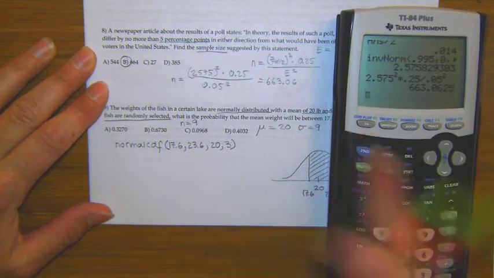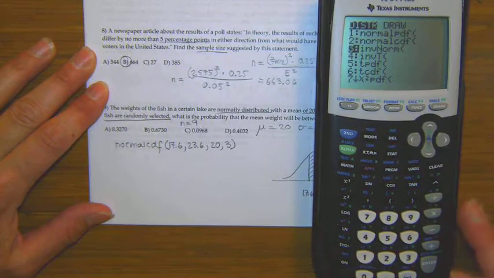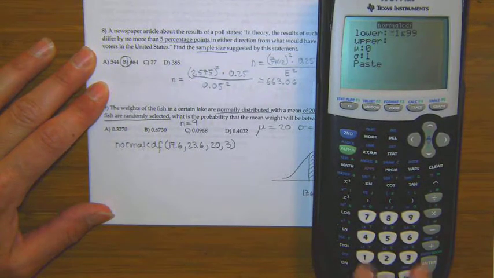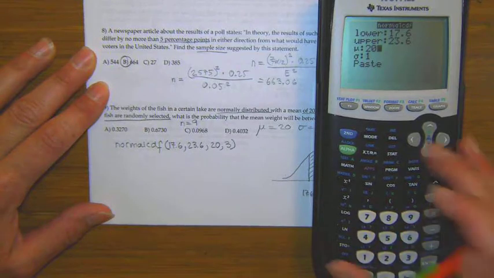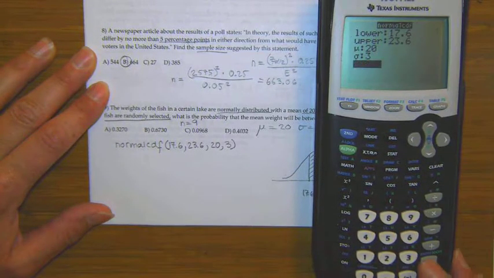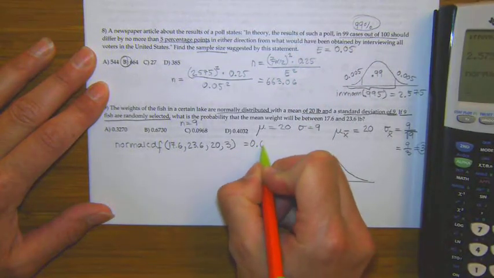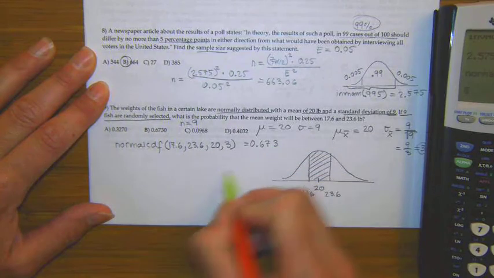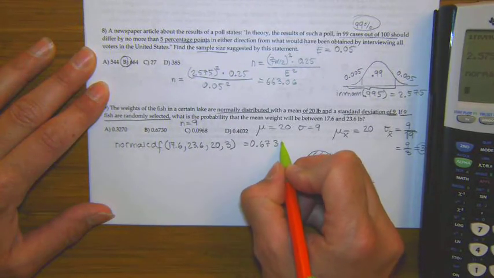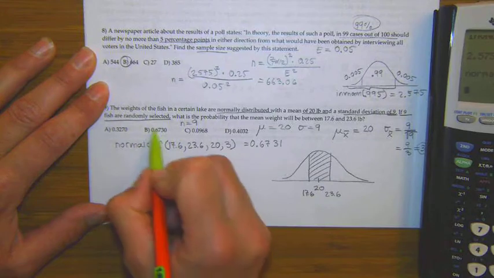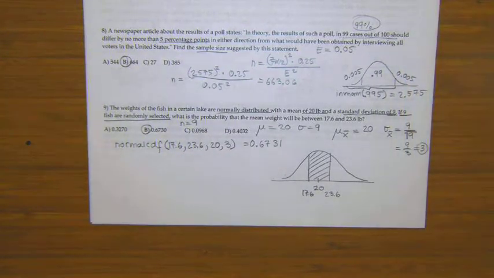So let's see, second vars, normal CDF, going from 17.6 to 23.6. Our mean is 20. Our standard deviation is 3. And then our probability is 0.6731. Really, it should be that if you're rounding it. They did not round it, so they have 0.6730. Remember, probabilities are rounded to 4 decimals.